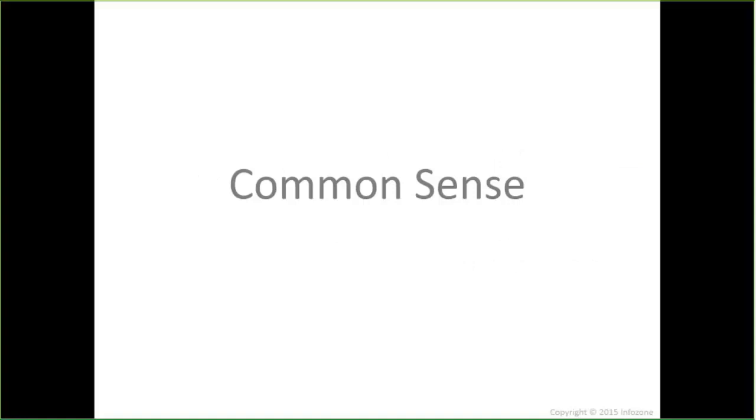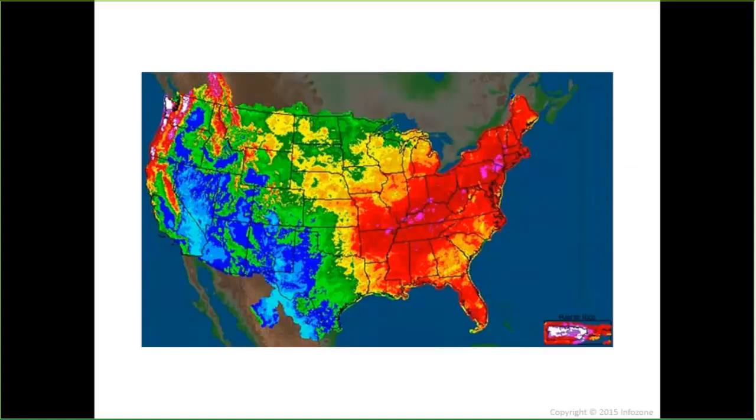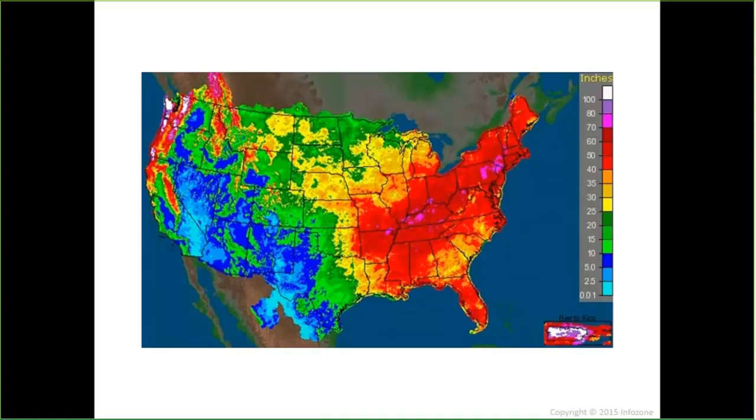The second one is common sense. Now, this map I saw in the weather forecast on TV. What do you think this is representing? You can type that in the chat panel. But most people say this is heat. The first thing you think about is the temperature, because you see red being hot and blue being cold. But actually, if you look at the legend, this is the rainfall precipitation.